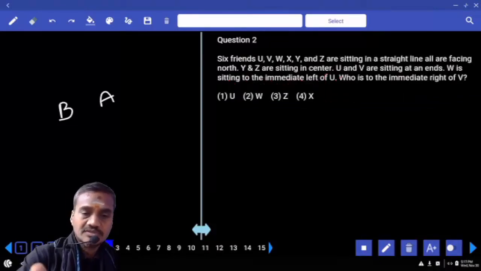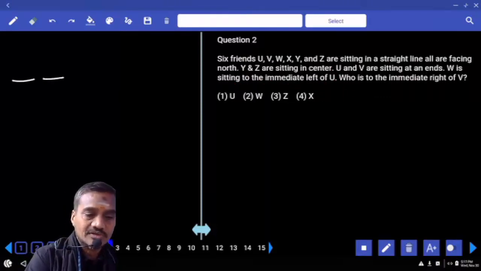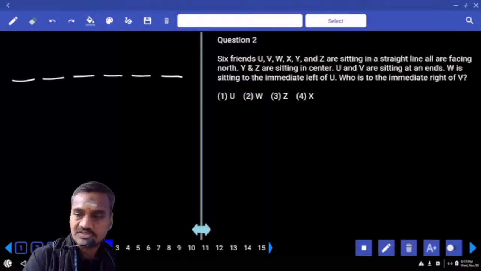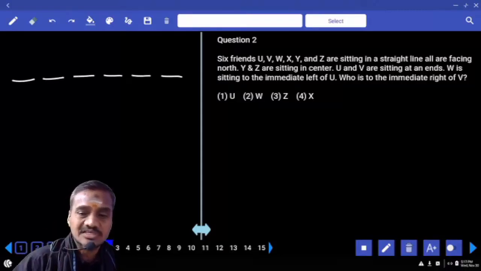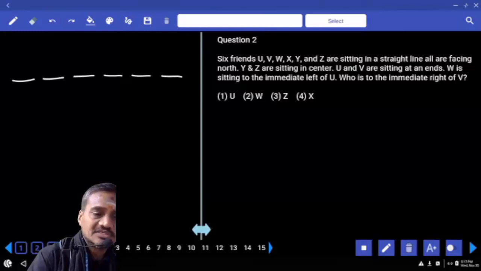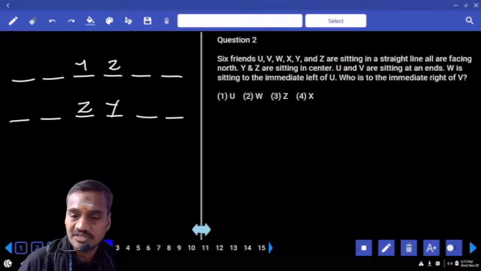Then the second one, there are 6 friends U, V, W, X, Y, Z. They are sitting in a straight line, 1, 2, 3, 4, 5, 6, and all the persons are facing towards north. Y and Z are sitting at the center. If Y is here, Z will be here. Or in the second case, Y and Z can be like this: Z at the third place, Y at the fourth place.